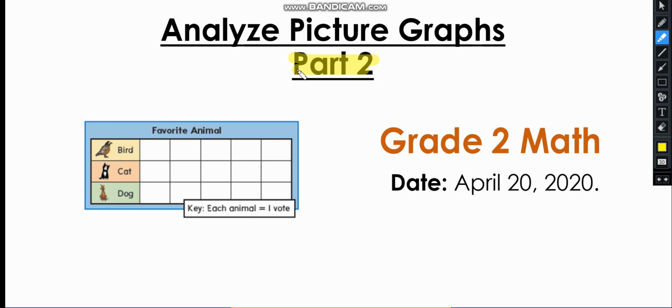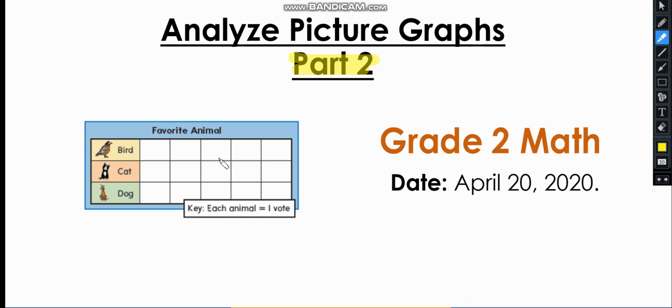We learned about a survey. What I mean by the word survey? Survey means to ask the same question to different people to collect data. What I mean by the word data? Data means information. And you know that we have two ways to collect data. We have tally marks and picture graph.